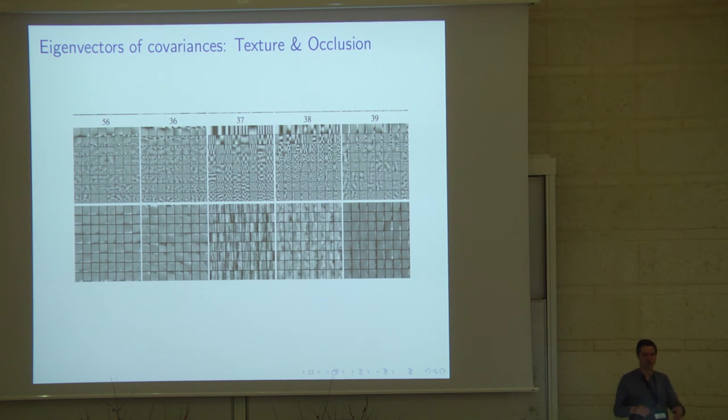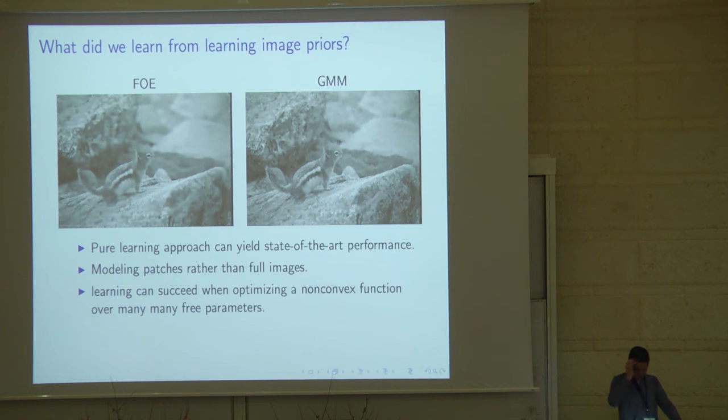And this is exactly what you would expect to happen at a horizontal occlusion boundary, where you have one object occluding another object. One object has a lot of texture on it, and the background object doesn't have texture. And again, this algorithm automatically learns that this is a thing that happens often in natural images.